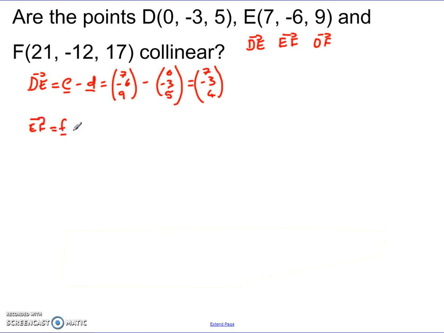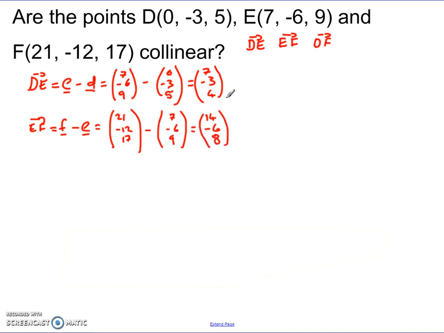This is given by doing F minus E. Again, our position vectors are the points in relation to the origin. That's 21, negative 12 and 17. Take away the one for E, 7, negative 6 and 9. Calculating these, 21 minus 7 gives me 14. Negative 12 minus 6, negative 12 plus 6 gives me negative 6. And 17 minus 9 gives me 8.